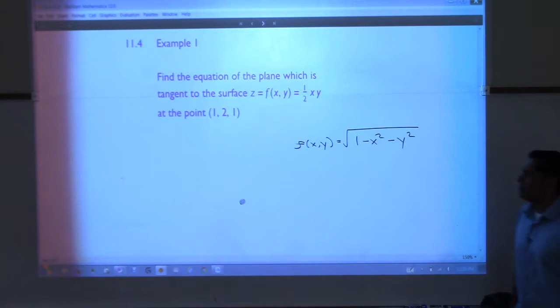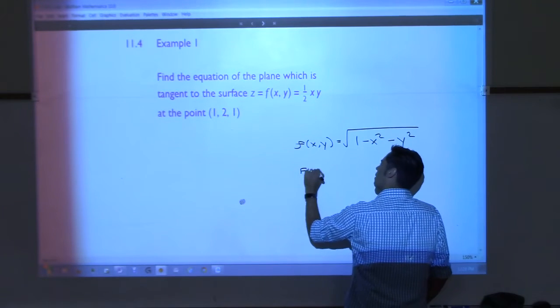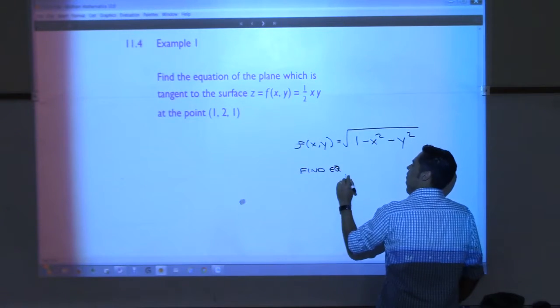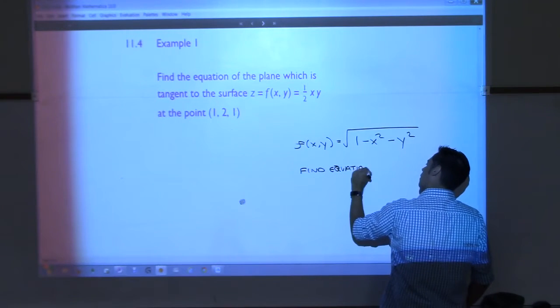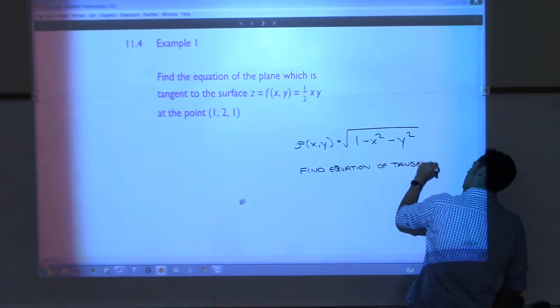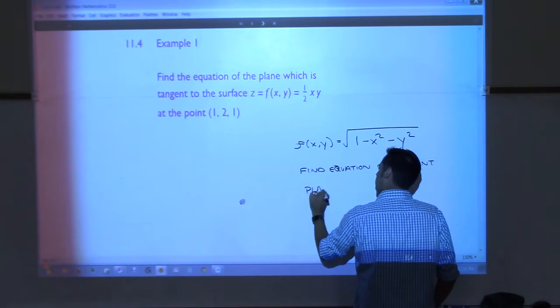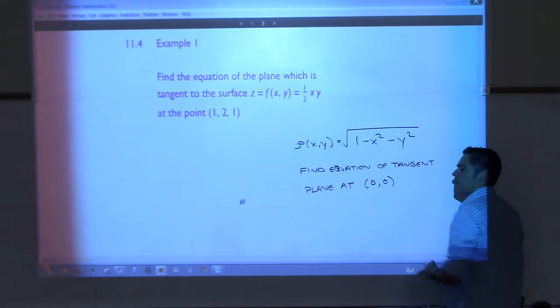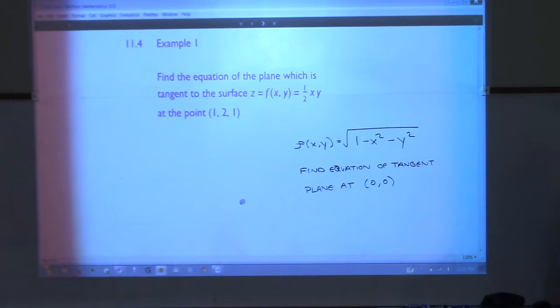of two variables. And I want us to find the equation of the tangent plane at 0, 0. I'm picking something that we should be able to just think through and get the equation just by thinking.